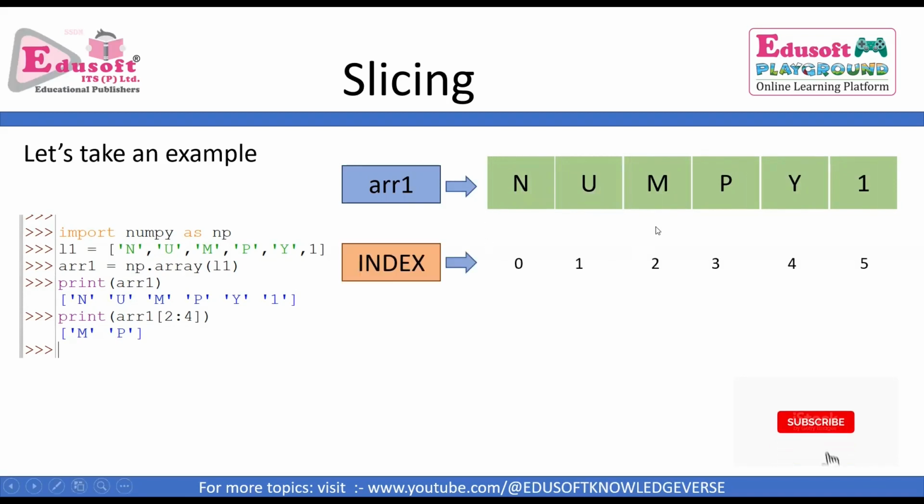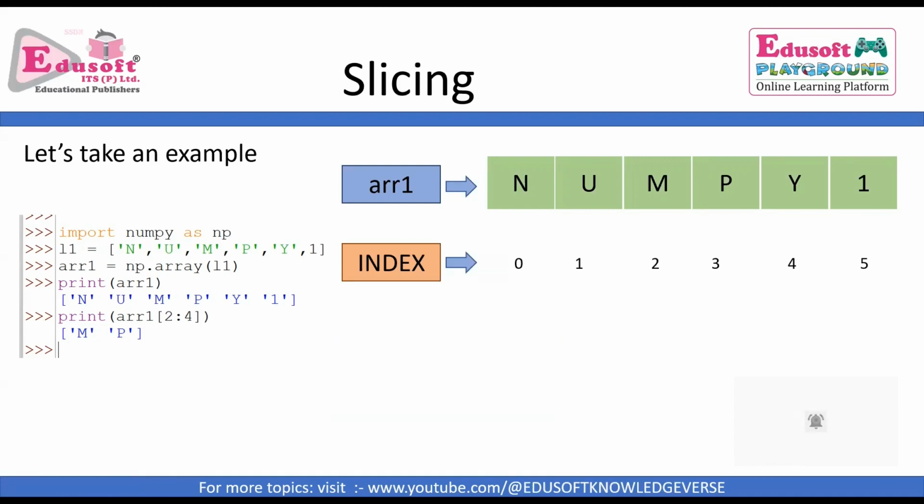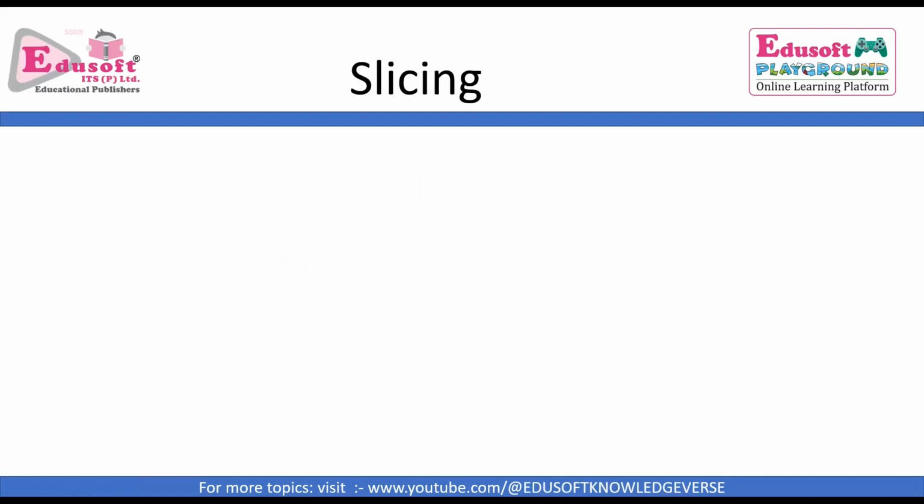If I want to slice from M to P, what I have to give as the start is 2. And what I have to give as the stop is 4. Because the stop index or end index is always excluded. In this case, what is the end index? 4. It means Y. So Y will not come in the output. Your output will be MP.